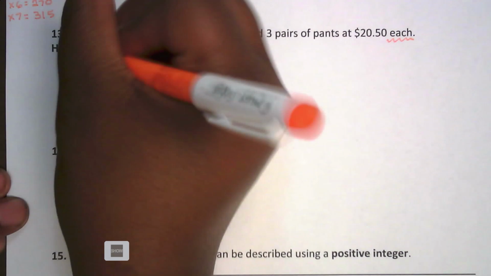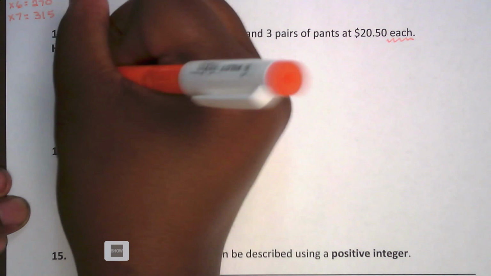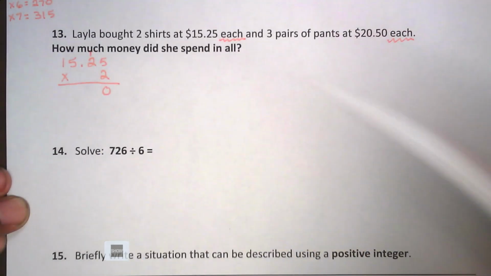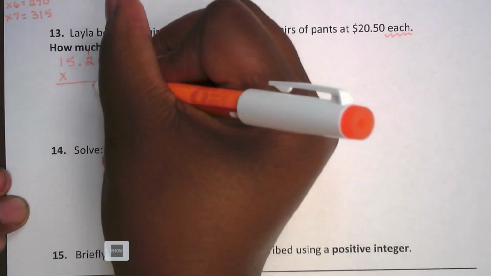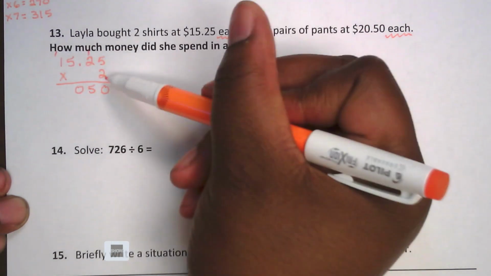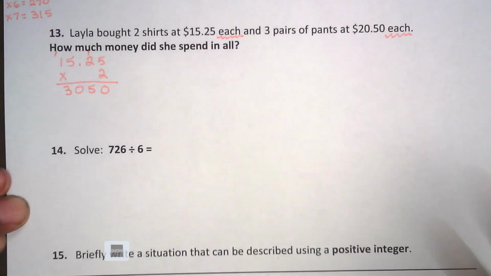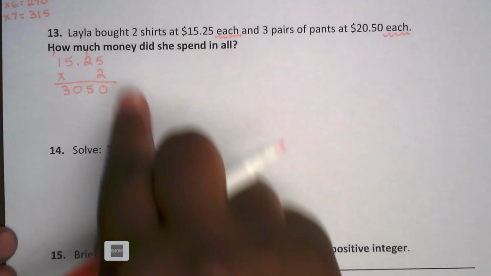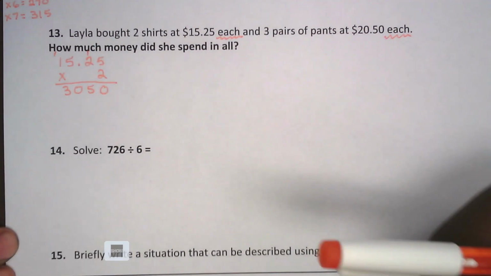So I'm going to multiply this, $15.25 times 2. 2 times 5 is 10. Pop my 1 up there. 2 times 2 is 4, plus that 1 gives me 5. 2 times 5 is 10. Pop my 1 up here. 2 times 1 is 2, plus that 1 is 3. And you may have noticed, because we are multiplying decimals, I only need to line up the numbers to the right. I do not need to line up the decimal places.